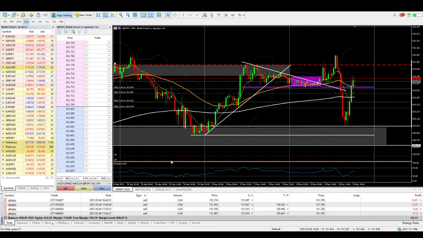Okay, while waiting for that, let me just explain a little bit for those of you who are new to Forex. Right now I made a sell using a volume of 0.04 lots. The smallest lot size is 0.01, where every movement of a pip is equivalent to 10 cents. So right now it's 0.04, each move is 40 cents.